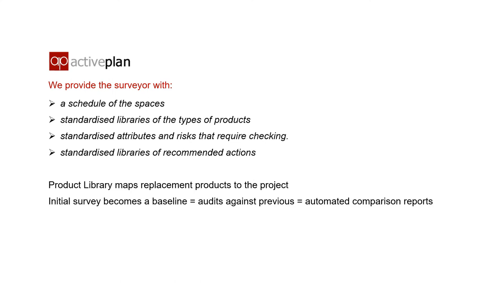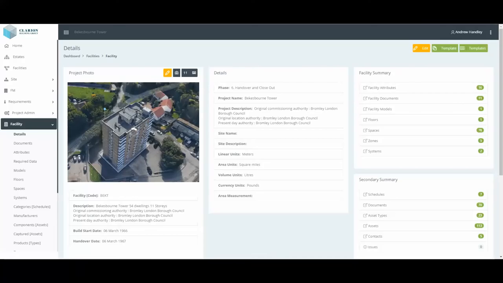The standardized libraries transform the initial survey into a baseline, and subsequent surveys become audits against what was found the last time. This enables automated comparison reports of what's changed and the potential implications. Where a performance specification for an asset is available, that can be assigned and retained as part of the golden thread. So the selection of a replacement product can be informed by the original specification and not simply swapping out something that failed for another product that might be no better.